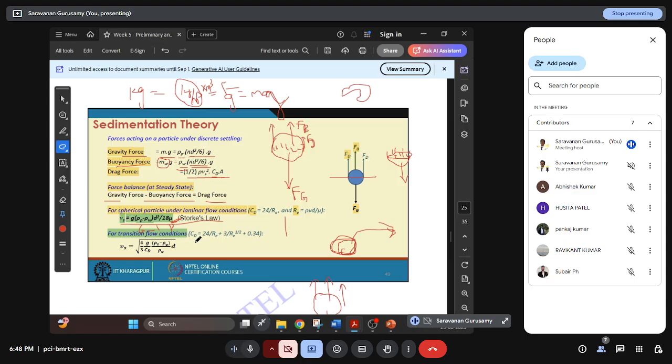And for transition flow you can find, if it is a laminar flow you can use this formula. If it's a transition flow you can use this formula. How to find laminar or transition? Laminar flow will have Re less than 1. Transition flow will have Re greater than 1. How to find Re? Rho V d by mu is the formula. How to find Cd? It is 24 by Re. Okay, first assume it's a laminar flow and calculate the settling velocity, and then with the settling velocity calculate the Reynolds number and confirm that it is less than 1.